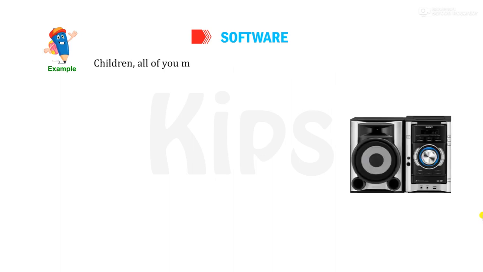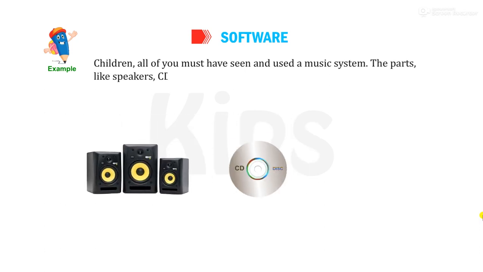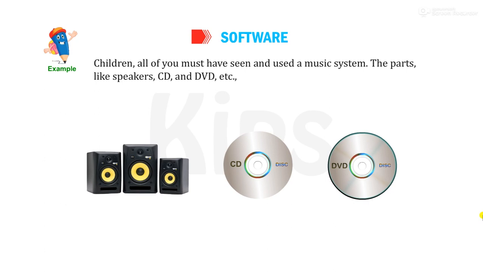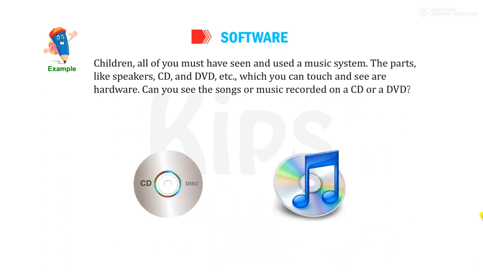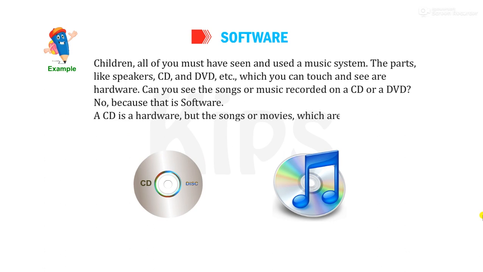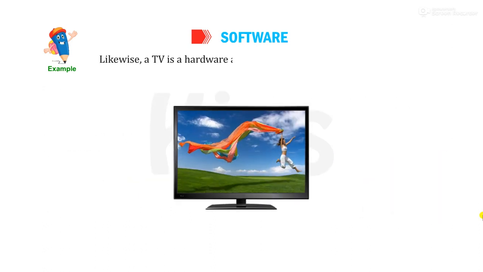Children, all of you must have seen and used a music system. The parts like speakers, CD and DVD, etc., which you can touch and see are the hardware. Can you see the songs recorded on the CD and DVD? No, because that is software. A CD is hardware, but the songs or movies which are stored in it are software, as they cannot be touched and seen. Likewise, a TV is hardware, and the programs that you watch on it are software.